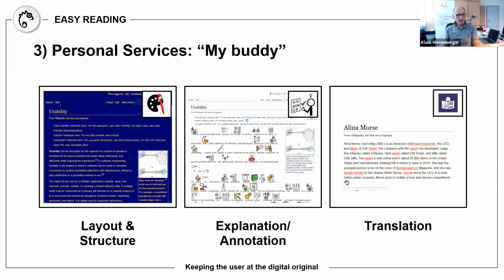And these are the services: layout and structure adaptation, explanation and annotation with symbols, pictures which can be used, and of course, translation into easy to read language, better to understand, which you can call up and hide again, because most often you need the services only once and then they can be hidden again. It is my personal buddy which supports cognitive accessibility all the time.